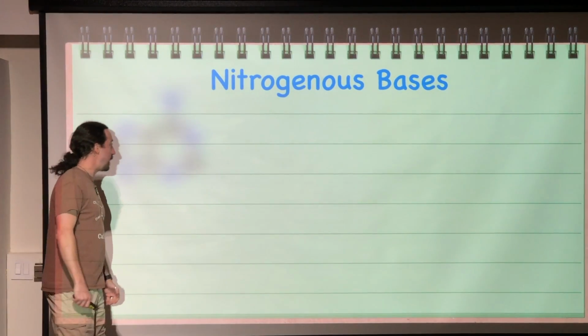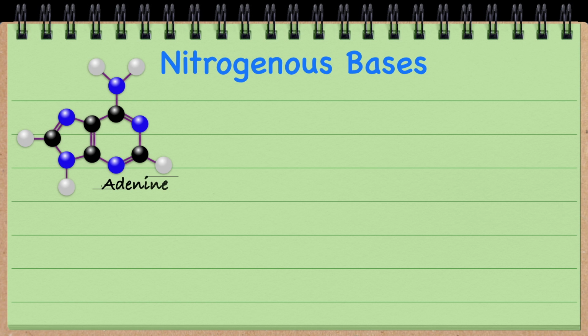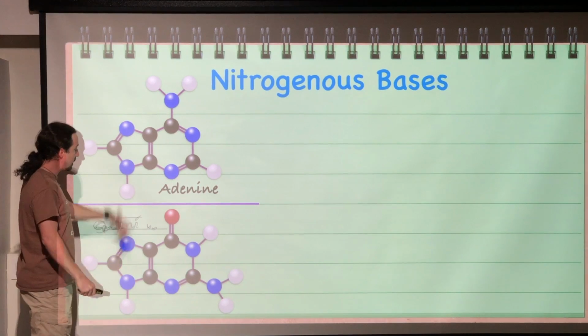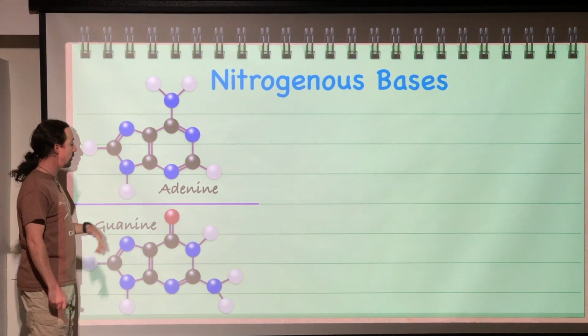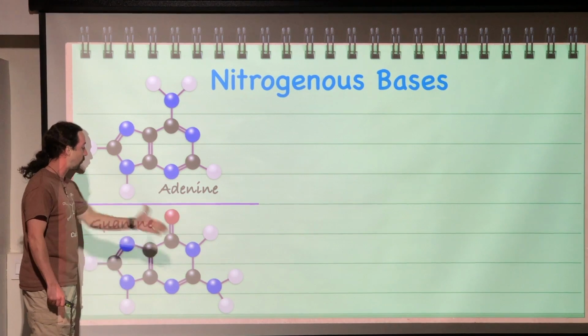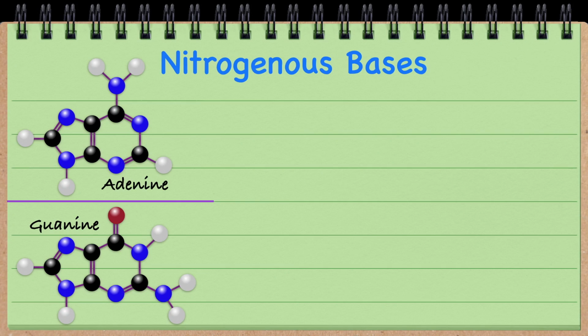The nitrogenous bases. This first one is adenine. The second one right here, this would be called guanine. These are specific nitrogenous bases that are called purines. We know that they're purines because they have a double ring structure. So this double ring structure is called a purine.